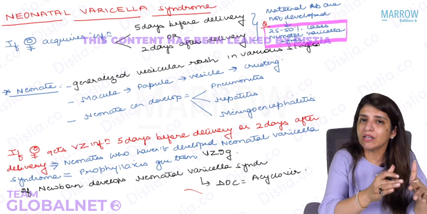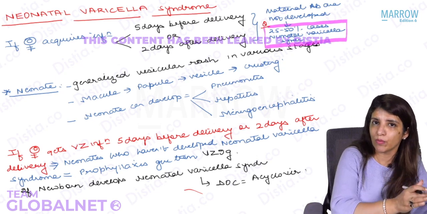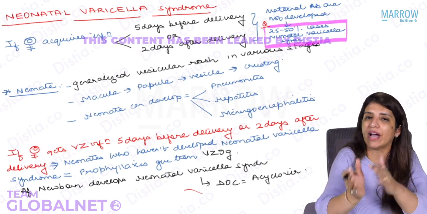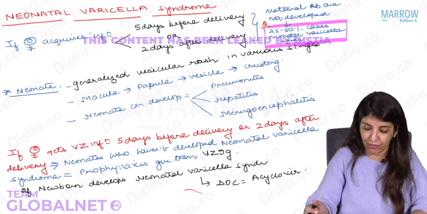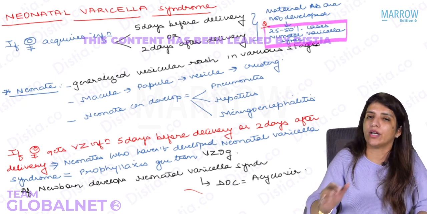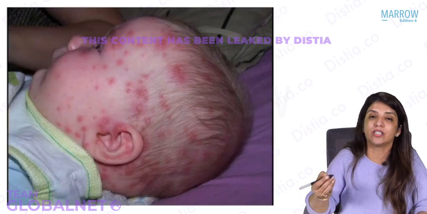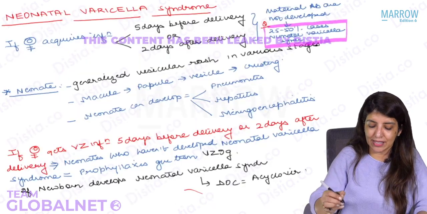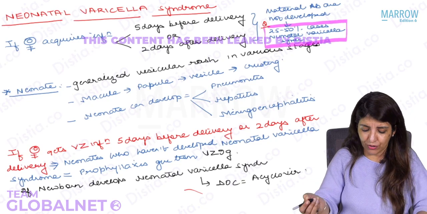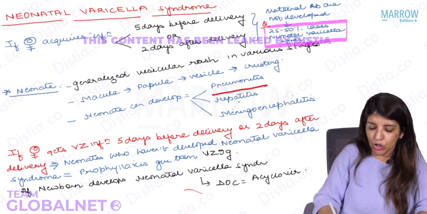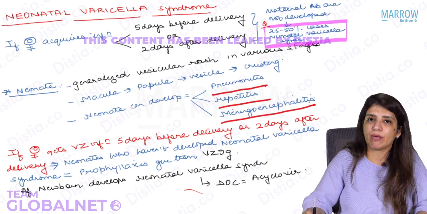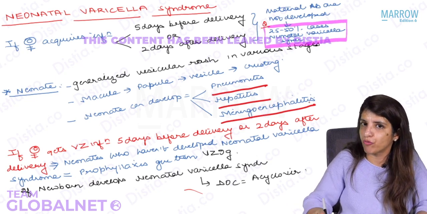Right? So congenital varicella syndrome happens between 13 to 20 weeks. Neonatal varicella syndrome happens if a pregnant female gets infection 5 days before delivery or 2 days after delivery. Now, in this case, when a baby is born, again, the baby is going to have a rash, which is very typical of chickenpox. So it is again going to be a vesicle over a red base. Again, we can say that there is going to be a pleomorphic rash, and the neonate can develop pneumonitis, hepatitis, meningoencephalitis.